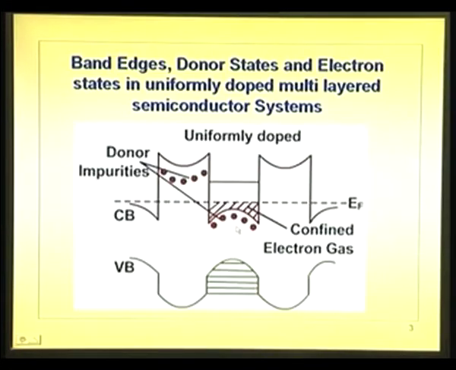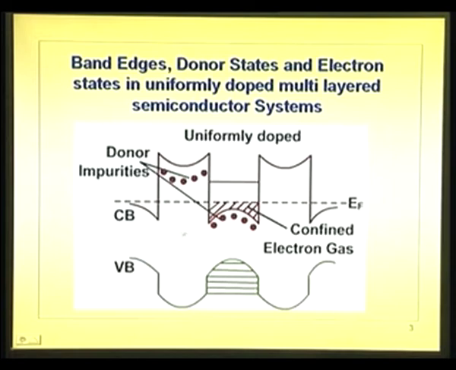Now, even here you will have the electrons. This may be lightly doped, this is more heavily doped. So, electrons from here can be transferred onto this, and they will be confined in this well. Now, you notice here I have shown one level here.